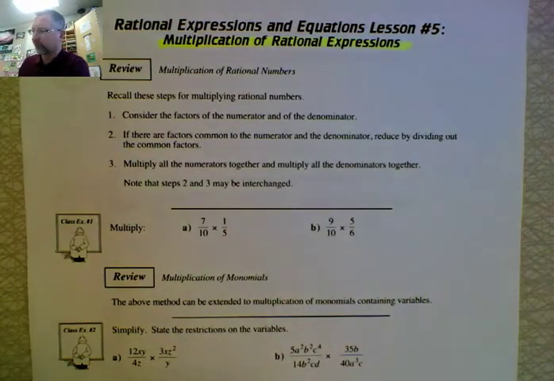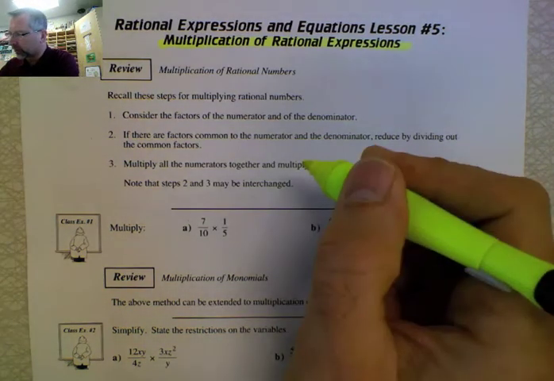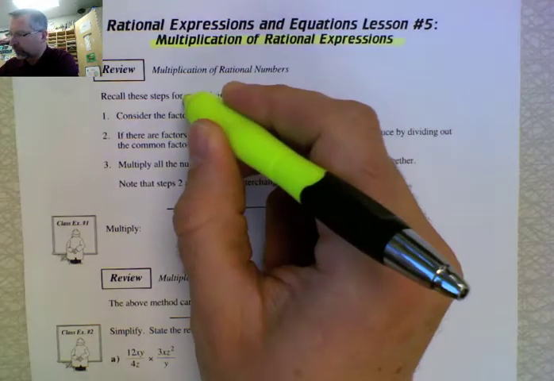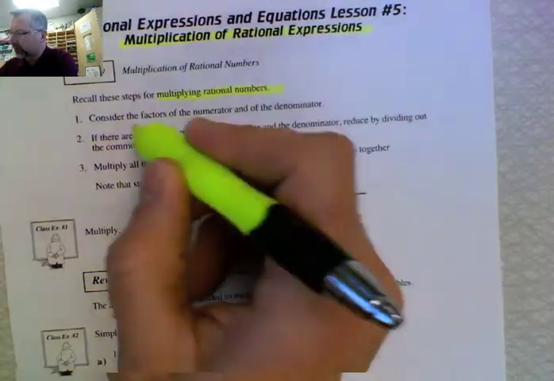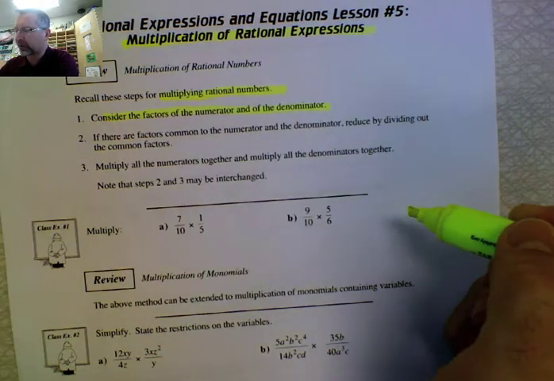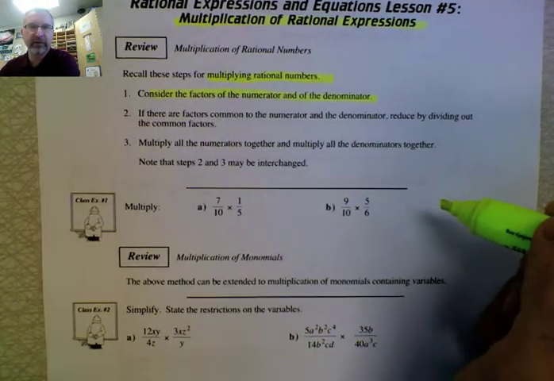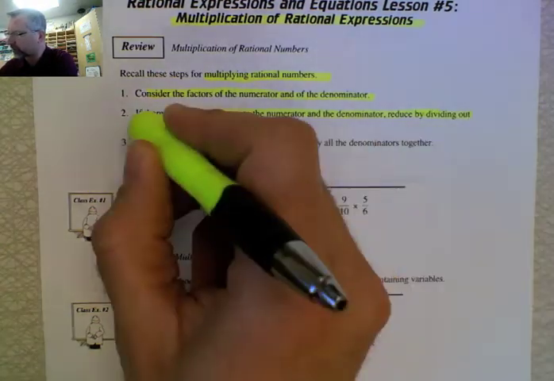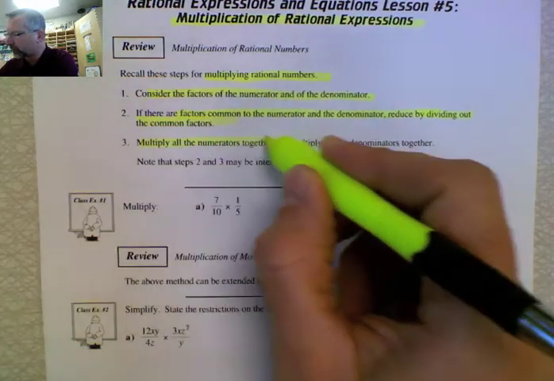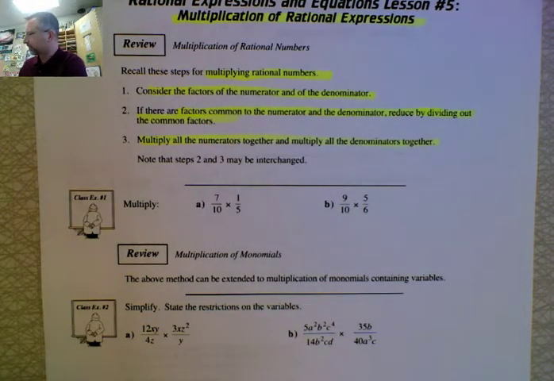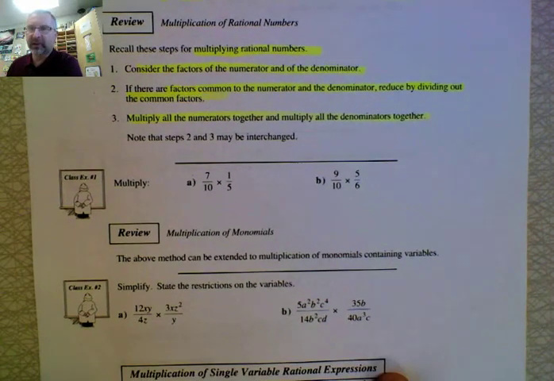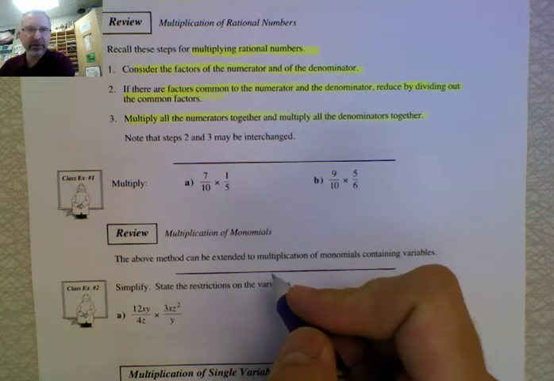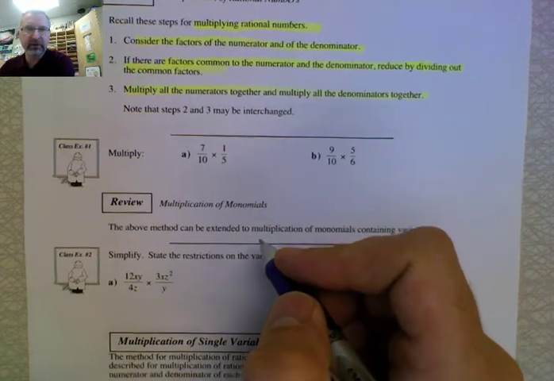Now, before we talk about rational expressions, we're going to talk about rational numbers or fractions. Some things to remember when we multiply rational numbers is that we have to consider any factors in the numerator and denominator. So if you can factor the numerator or denominator, you do that. If there are common factors in the numerator or denominator, you reduce them by dividing out, and then you multiply the numerators and denominators together. So we're going to start by doing a couple examples using just numbers, and then we're going to go ahead and do some rational expressions.